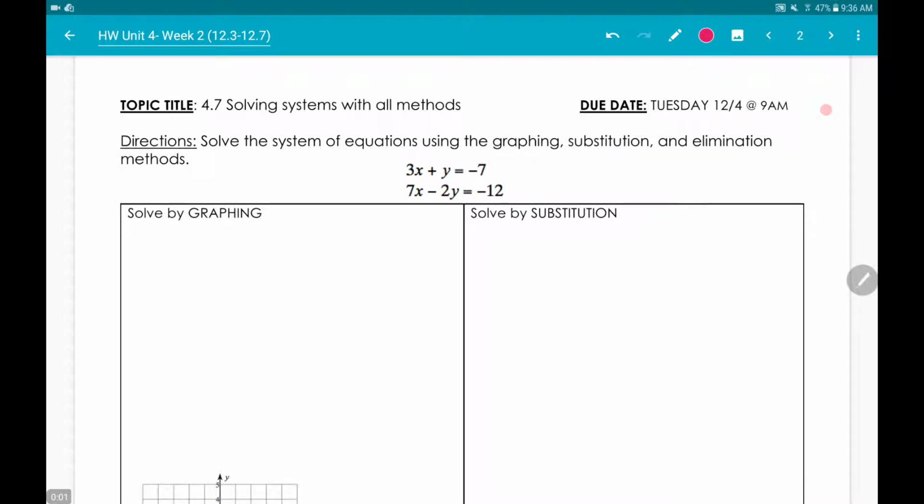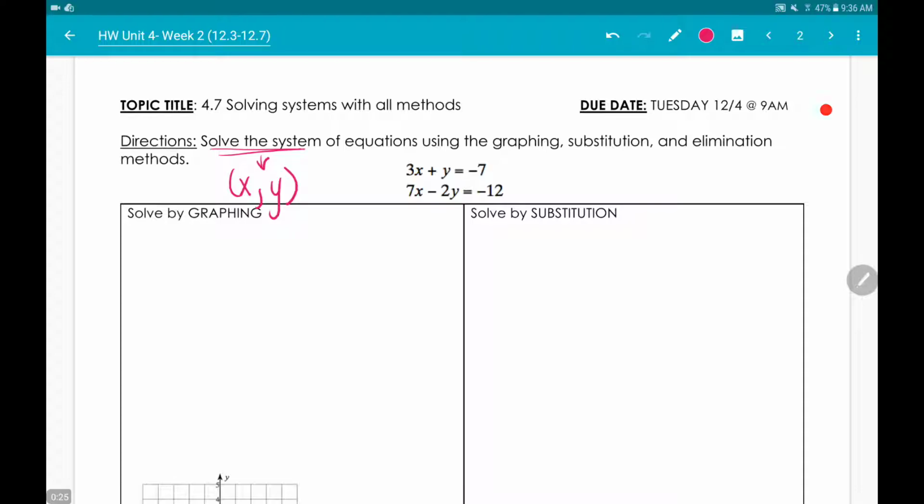Hi guys, so the first video of this week is solving the system of equations using all three methods. Keep in mind that we've learned three different ways, and while they seem different, they're all doing the same thing. We're looking for a point of intersection. When we're solving a system, we're looking for some point of intersection where x and y are the same.